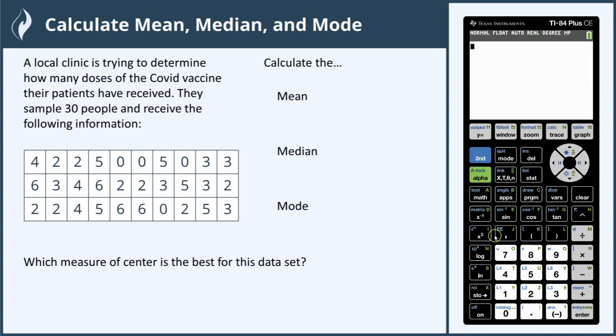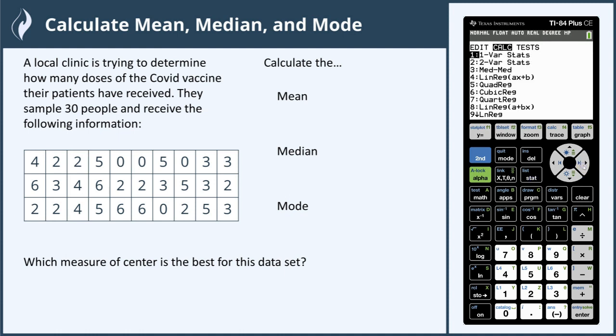So let's start by going into our calculator and going to Stat and then Edit. In our list one, we want to put in our information. Double check all of these values. It's important to do the double check. You should make sure that you have the same number that it tells you have. So here you can see list one of 30 equals 3. So that means that there are 30 values.